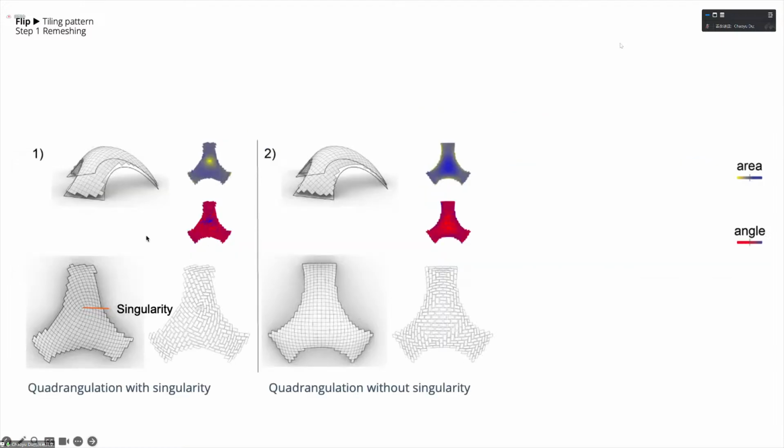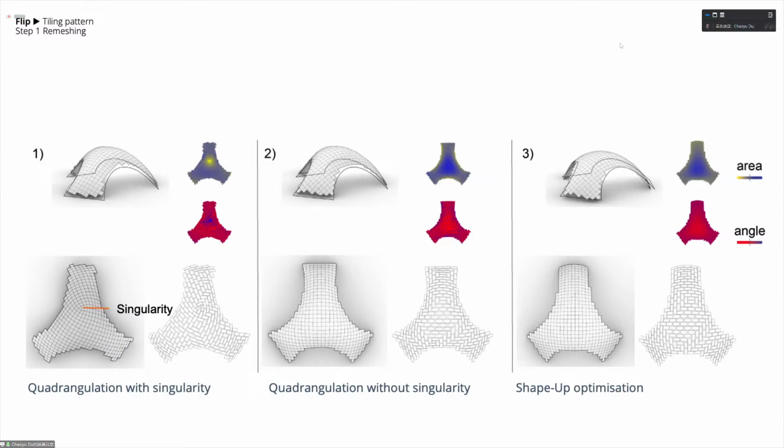So here are 2 examples. This input surface is obviously non-developable, and a singularity shows up in the middle. If you look closely, there are a few tiles that are overlapping here. Alternatively, we can also reduce this singularity, but as a result, we will see that the gaps are quite big in the tiling pattern. We can also optimize our quad mesh to improve the gap between the tiles, but we need to note that then the overall geometry needs to be sacrificed and might deviate from the input surface.